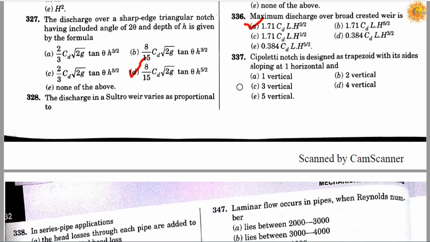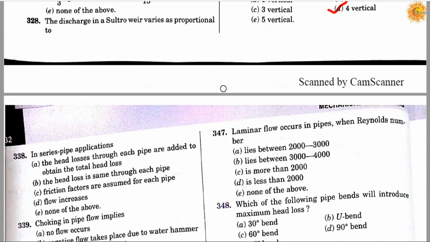Question number 337. Cipolletti notch is designed as a trapezoid with its sides sloping at one horizontal to: option A, 1 vertical; option B, 2 vertical; option C, 3 vertical; option D, 4 vertical; option E, 5 vertical. Correct answer is D, it will be 4 vertical.